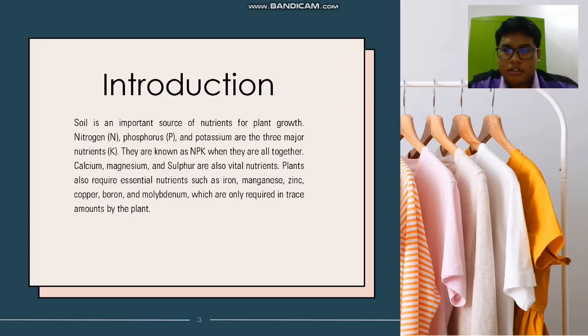So soil is an important source of nutrient for plant growth. N is for nitrogen, P is for phosphorus and K is for potassium; these are the 3 major nutrients. They are known as NPK when they are all together. Calcium, magnesium and sulfur are also vital nutrients. Plants also require essential nutrients such as iron, manganese, zinc, copper, boron and molybdenum, which are only required in trace amounts by the plant.